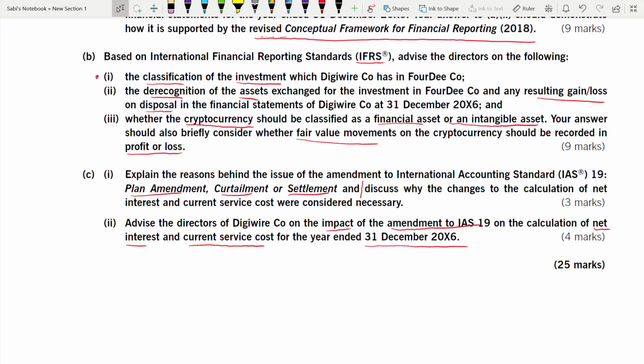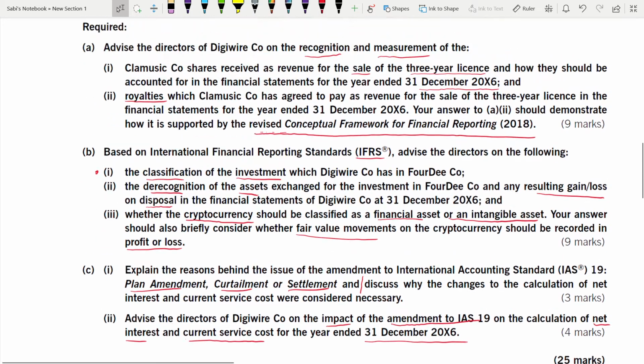IAS 19 is also not, I would say, it's a mix. It's easy for some, it's hard for some. But the calculation part, definitely, sometimes it is tricky. So IAS 19 you have to follow.